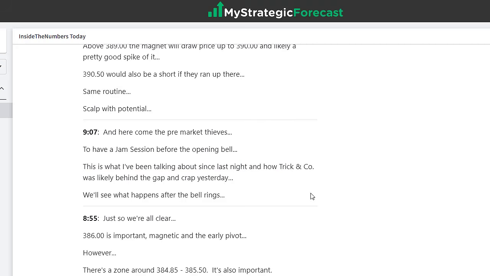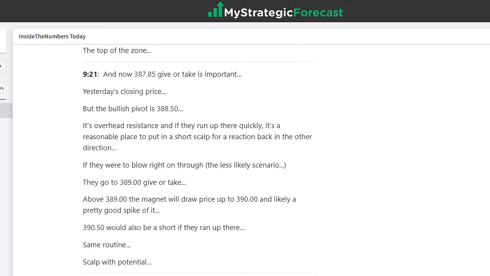So of course we cite Trick & Company one more time, and we'll simply wait for the bell to ring and see where the market is. Closer to 9 minutes before the open, now we've got 387.85. That's important. That was the prior day's closing price.